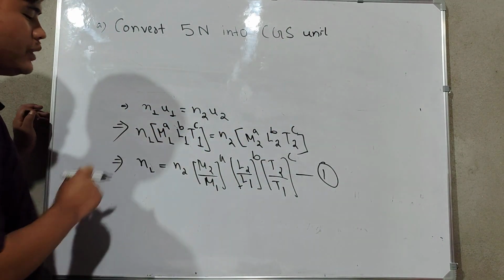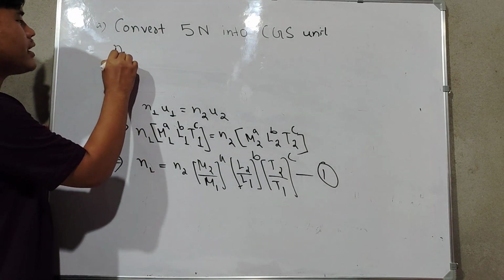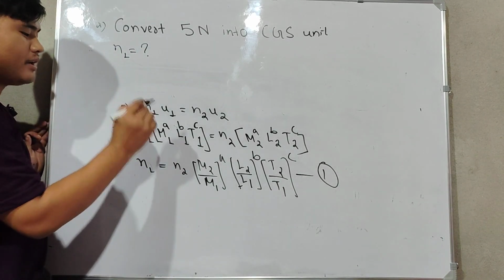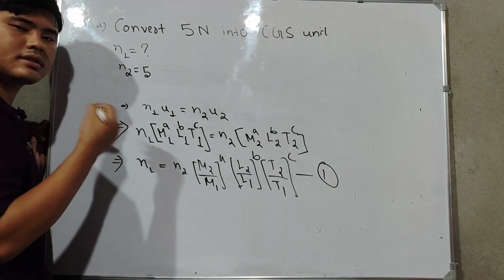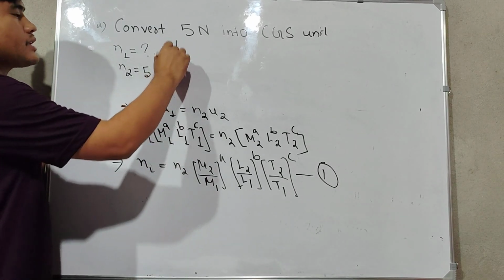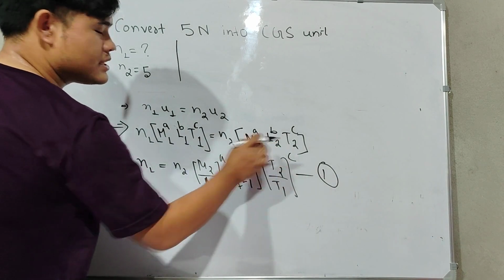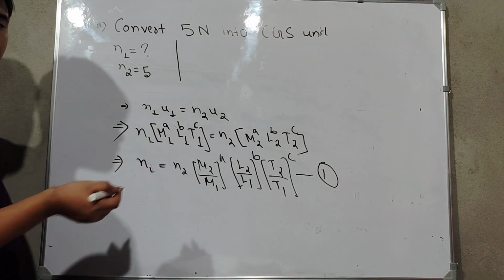Okay, so we have to use this formula. This one is in CGS, so we need this one, right? The magnitude in CGS we do not know, we need this one. N2 is given as 5 only. N2 is given how much? 5, right? Next, before putting into this formula, we should know what the dimensions A, B and C are. We should know their dimensions.